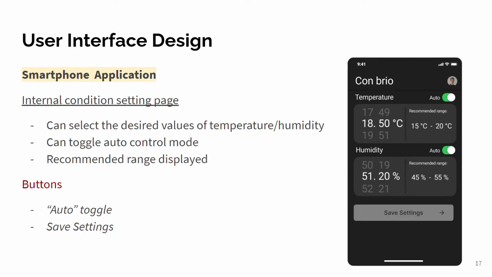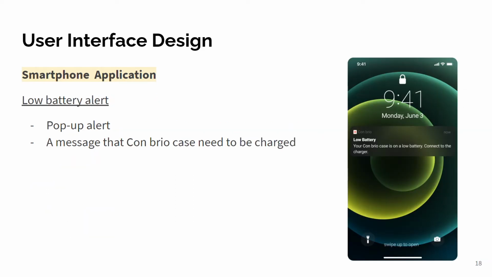You can set it as automated management mode or manually set the desired status of the case with a recommended range. As you can see from the attached figure, users can get a notification if the Conbrio case needs to be charged.